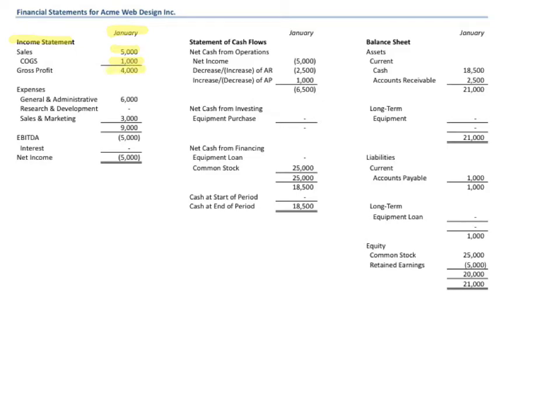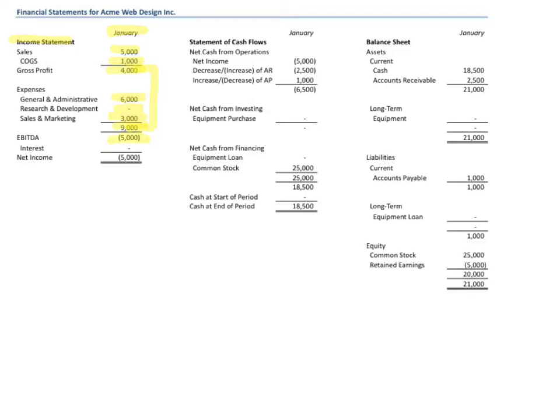Then we have a bunch of expenses: general and administrative, $6,000. That's your rent, telecommunications costs, administrative costs, that type of thing. No research and development cost. We have sales and marketing. There was a salary in there and a small campaign. Add all those up to get to $9,000, and then subtract 9,000 from 4,000 to get to minus 5,000.